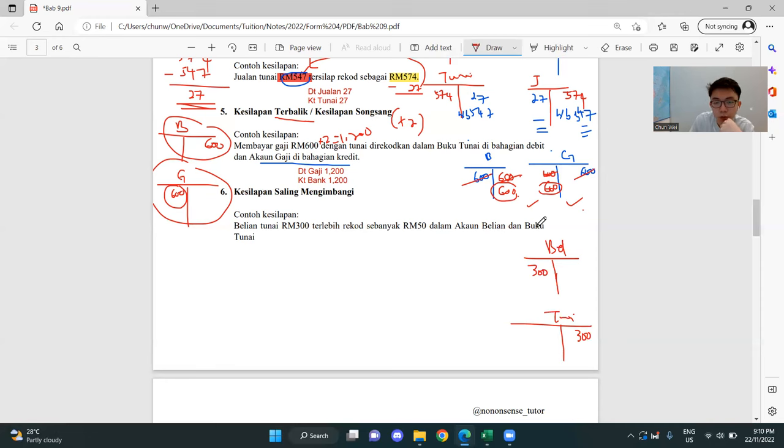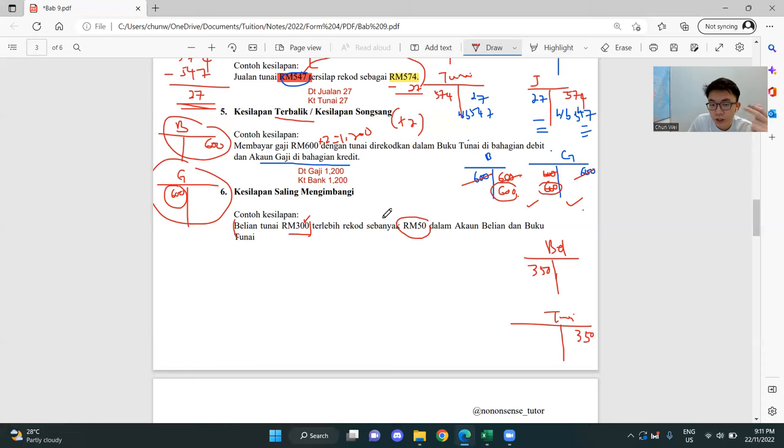Okay, so what we're going to do is we have to take out this RM50. Okay, and for this question, saling mengimbangi. Hold on ya. Okay, so for this question, they say this is 300, meaning this is the correct one, actually. So it shouldn't be 300, it is supposed to be 350. Why? Because they say, belian tunai, whenever you see something like this, belian tunai 300, meaning this is the correct bunyi. Tapi, mereka telah lebih rekod RM50. You see, so actually on your account book is like that, 350, 350.